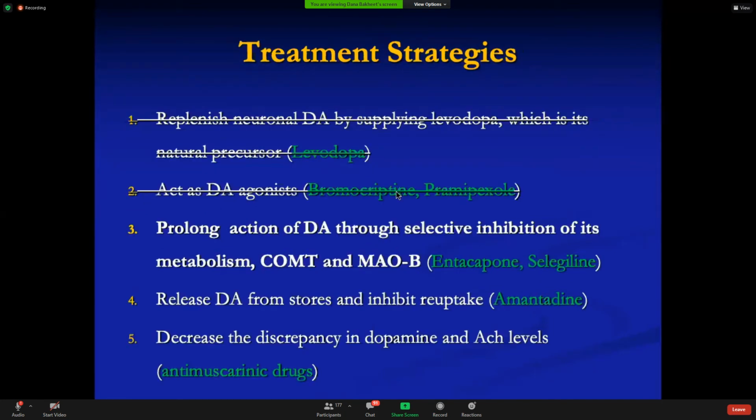Now, okay, the second one, we finish it. Now, we need to prolong the action of dopamine through what? Inhibiting its metabolism, either by COMT or MAO-B. Remember MAO-B, not MAO-A. We have the MAO-B inhibitors, which is selegiline, and the COMT inhibitors.